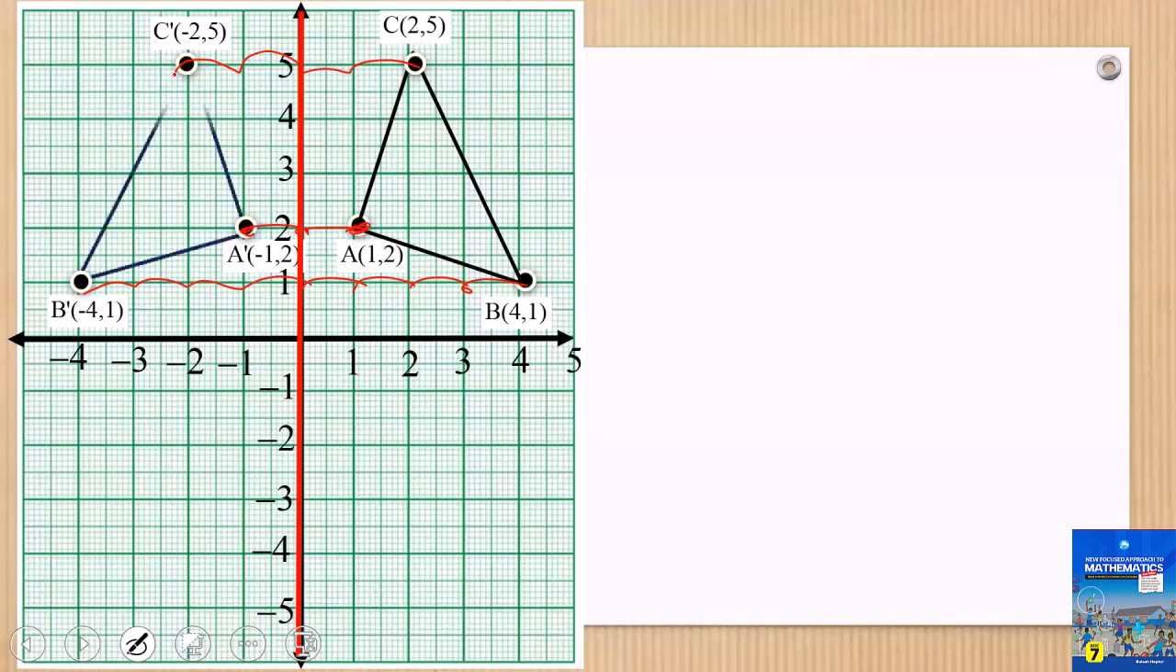So when I join these points together, I will get the reflected image of the original triangle. And so this is what we call reflection. You can say the shape flips over, like you're opening a book.